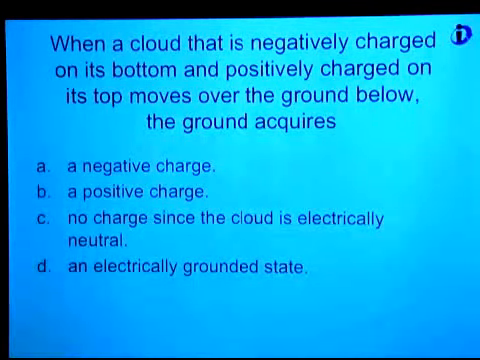So what happens to the ground below that cloud? That's what this one's asking. So you've got this charged cloud moving over a section of ground. What's it do to the ground below it? If you're having trouble, remember my 2x4 or the balloon on the wall. That might help you.